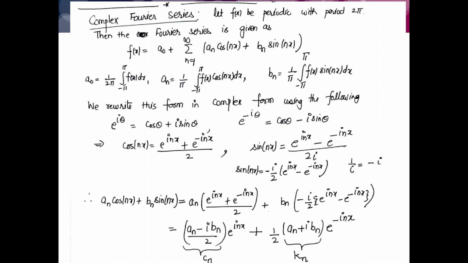Now we simplify the terms in the summation, that is a n cos nx plus b n sin nx. Substitute the values of cos nx and sin nx in this expression in terms of exponentials. Collect similar terms like e raised to power iota nx and e raised to power minus iota nx. The coefficients of these terms are a n minus iota b n divided by 2, and a n plus iota b n divided by 2. Both of these coefficients are constants. Let's call them C n and K n.